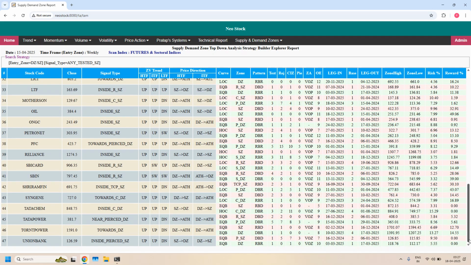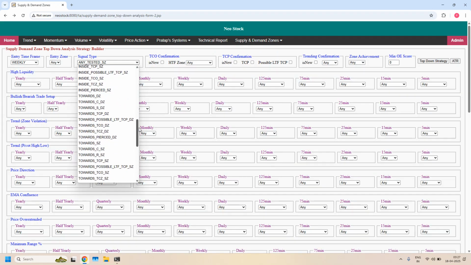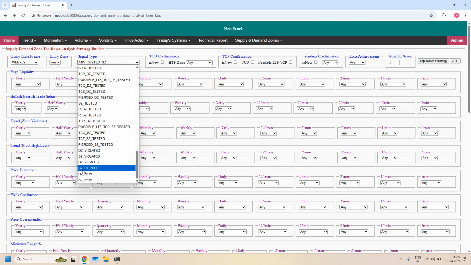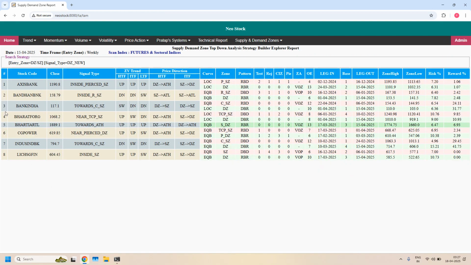So total 47 stocks are filtered. They are having tested weekly supply zones. Okay, next, for weekly time frame, let us find the stocks having newly created weekly demand zones during this week. So these stocks having weekly demand zones are created during this week.